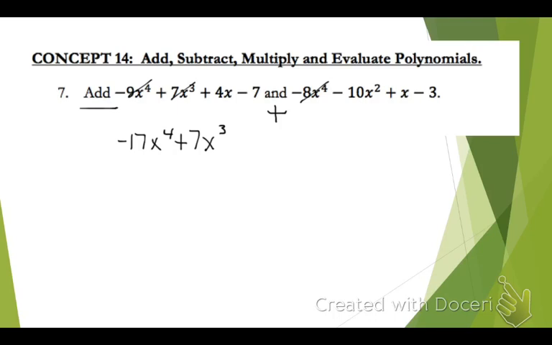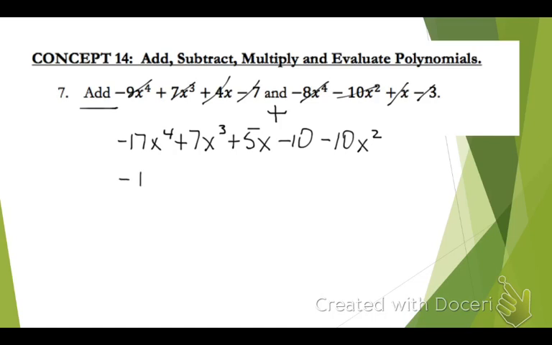Now I've got 4x, and then I'm scanning, and I can combine that with the 1x. I have negative 7 minus 3 more. And then I also have my negative 10x squared from my second one.